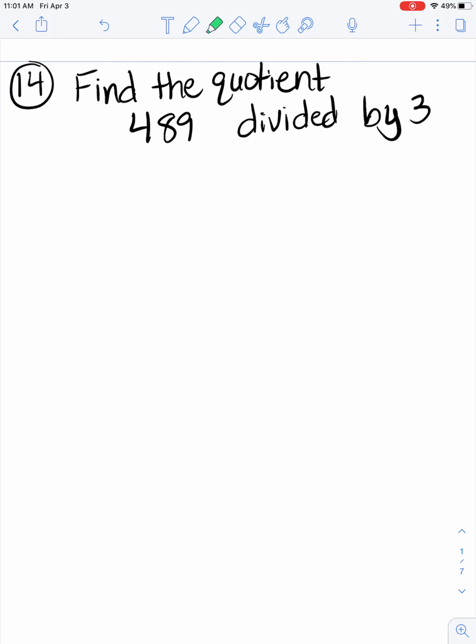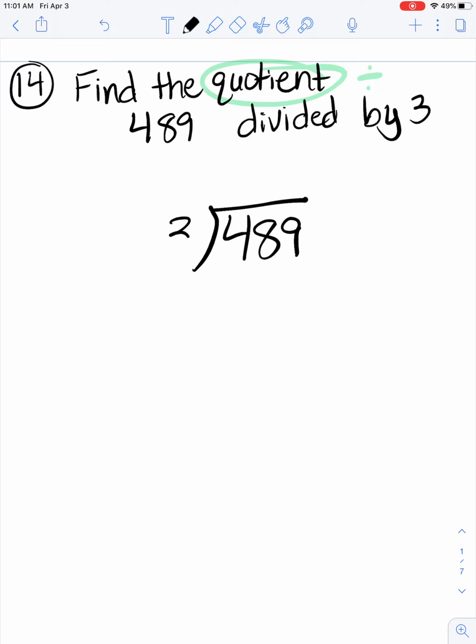So quotient is the answer to a division problem. Remember how I read it so I know which numbers are inside, how I read it with that expression. So read it with me as I write it. 489 divided by 3. I think that really helps know which number goes on the inside. So 489 divided by 3.